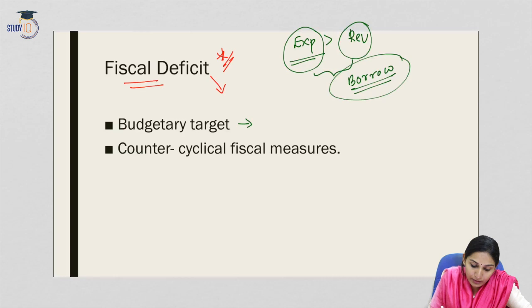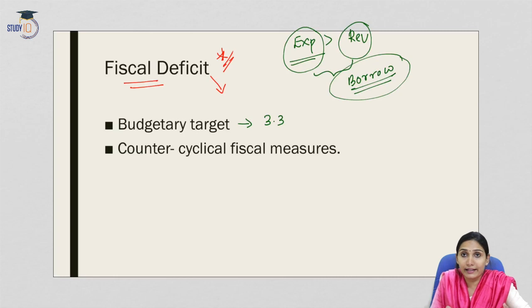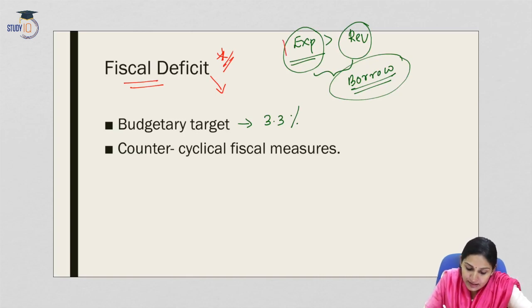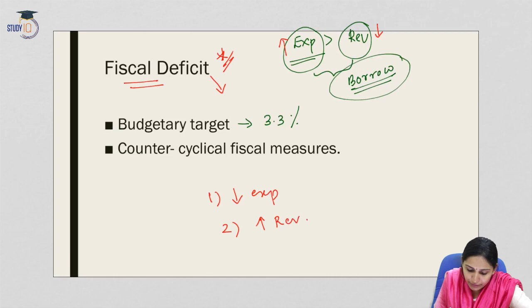What makes it important for us to understand this is the budgetary target. The government, in its latest budget, the 2019-20 budget, made it clear that the fiscal deficit target of the government is 3.3% of GDP. Let us come back to fiscal deficit again. As I said, it's the excess of expenditure over the revenue. So how can you reduce the fiscal deficit? Either of two things has to happen. First is to reduce the expenditure, or secondly you have to increase your revenue.